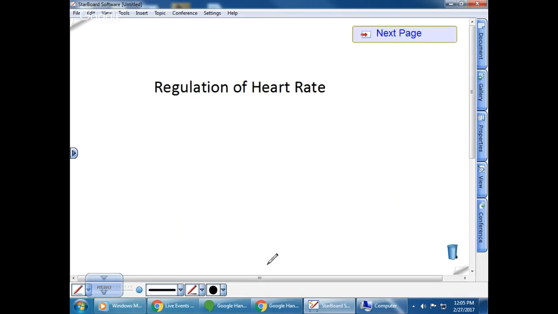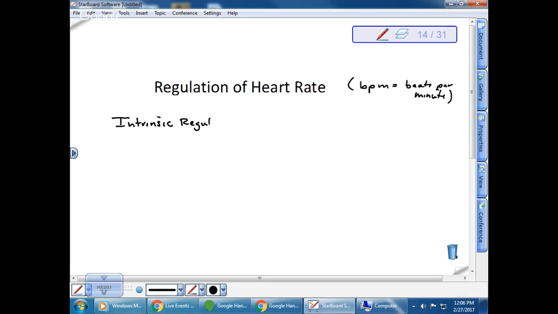We can also talk about how the heart rate is regulated. Generally, we measure heart rate in beats per minute. So BPM is beats per minute. Okay. So we have two mechanisms. One is the intrinsic regulation. So when you think intrinsic, think inside, internal regulation. And so this has to do with the pacemaker of the heart.